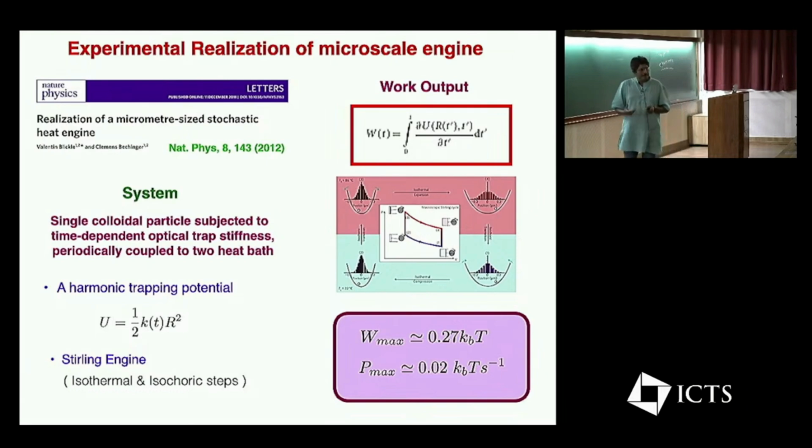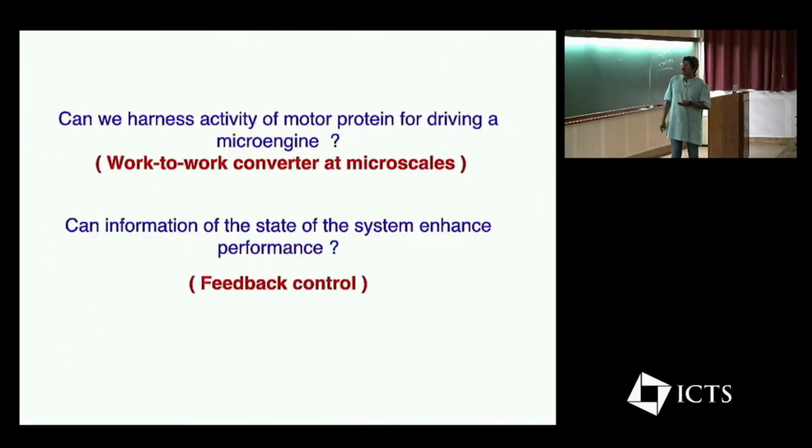Of course, it is nice that you can actually have such a microscale engine, but from a practical point of view, if the work output per cycle is of the order of kBT, in fact less than kBT, it would be very difficult to extract any meaningful work or make it work as a device. So the question is, how do we improve the performance of a microscale engine? Can we harness the activity of motor proteins for driving such a microscale engine? What we have in mind is a work-to-work converter at microscale.